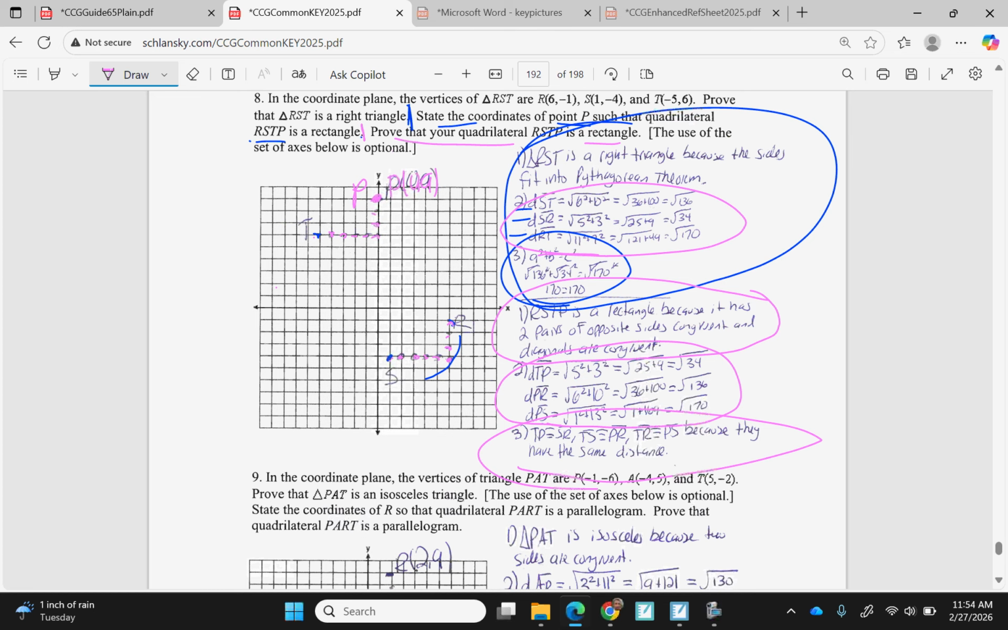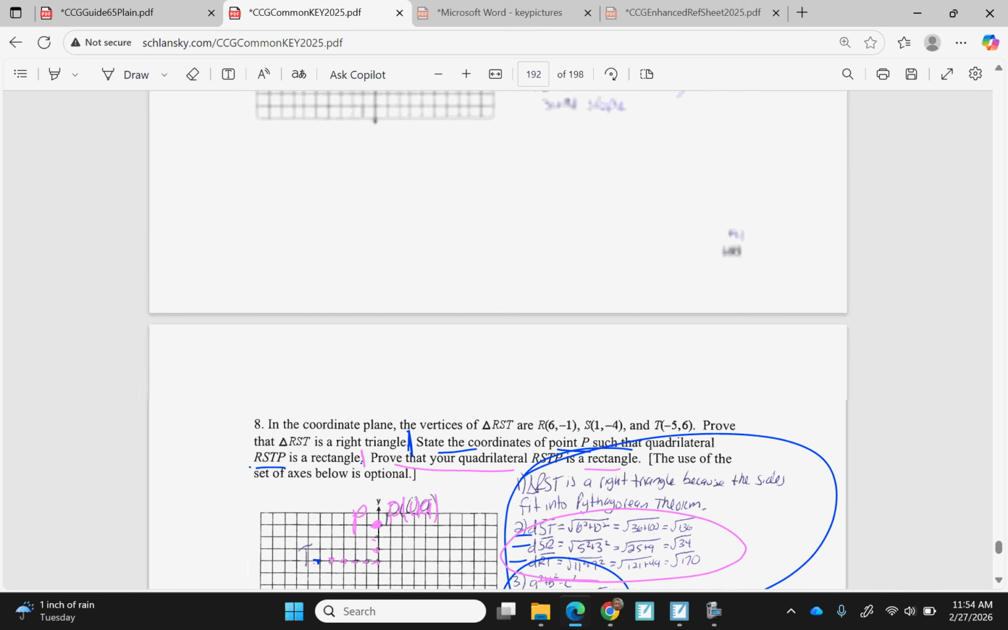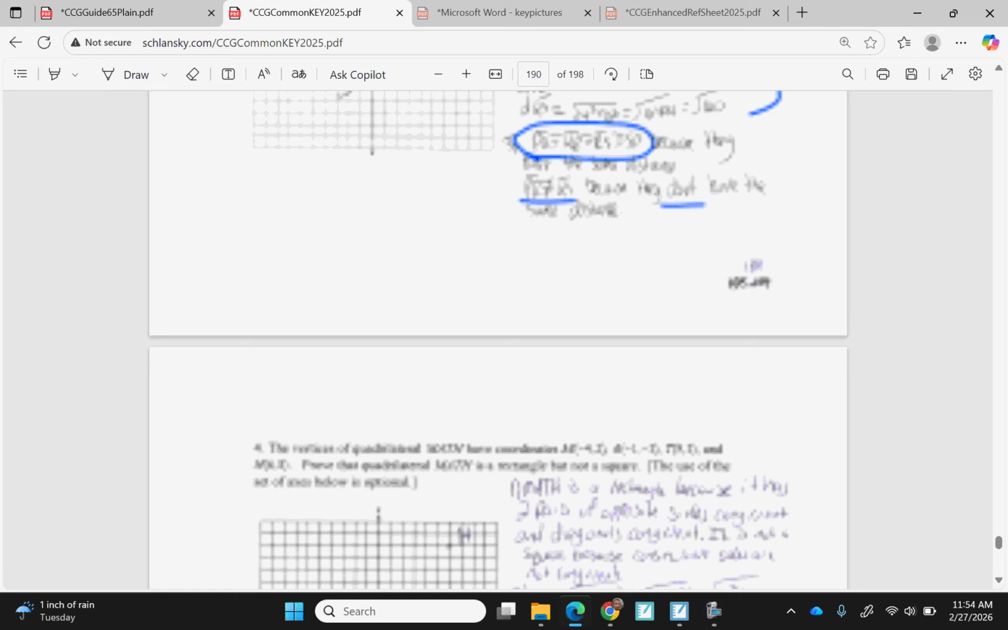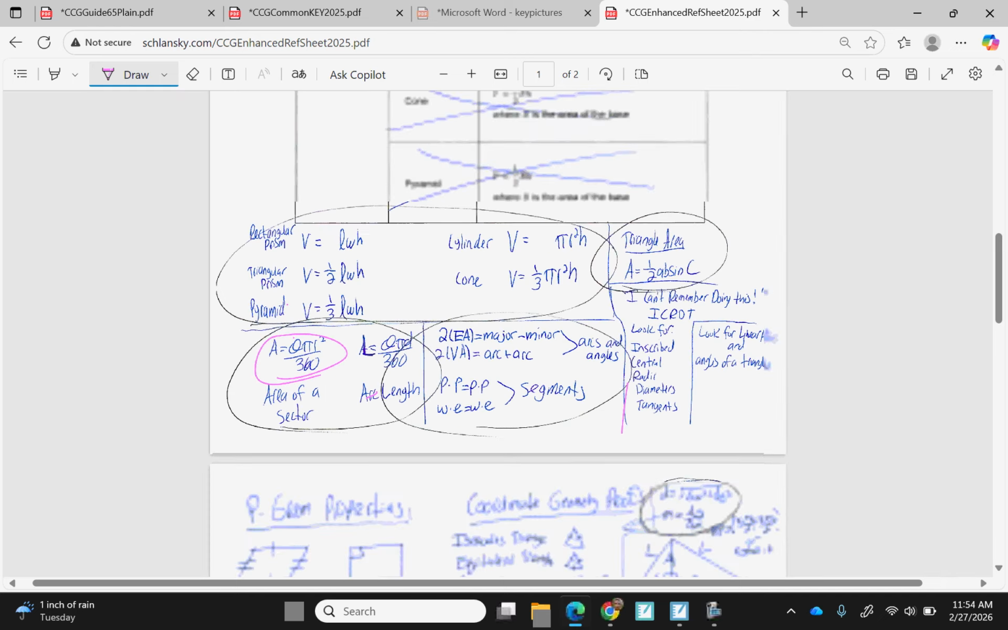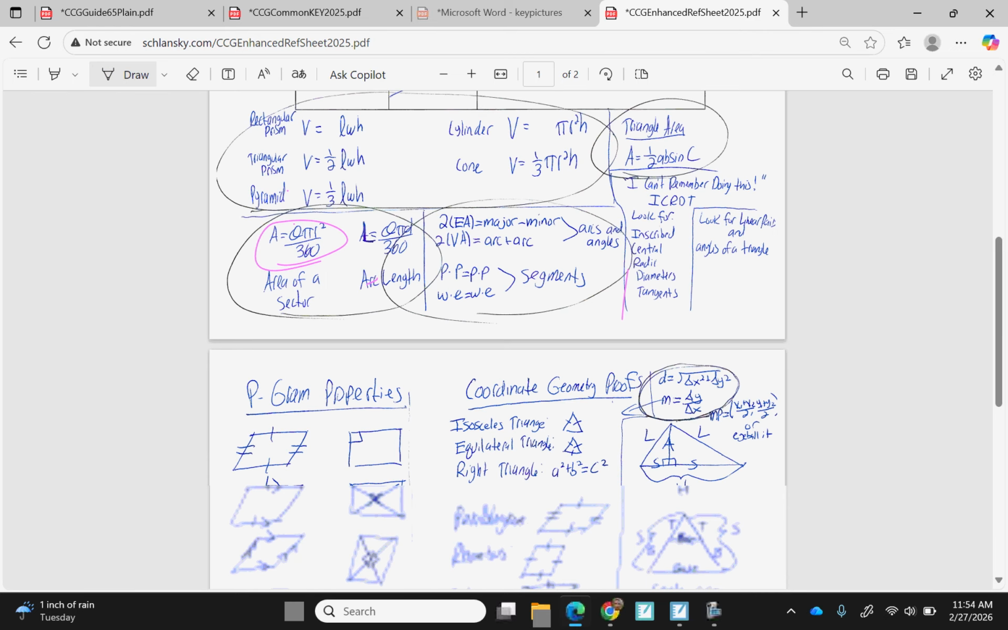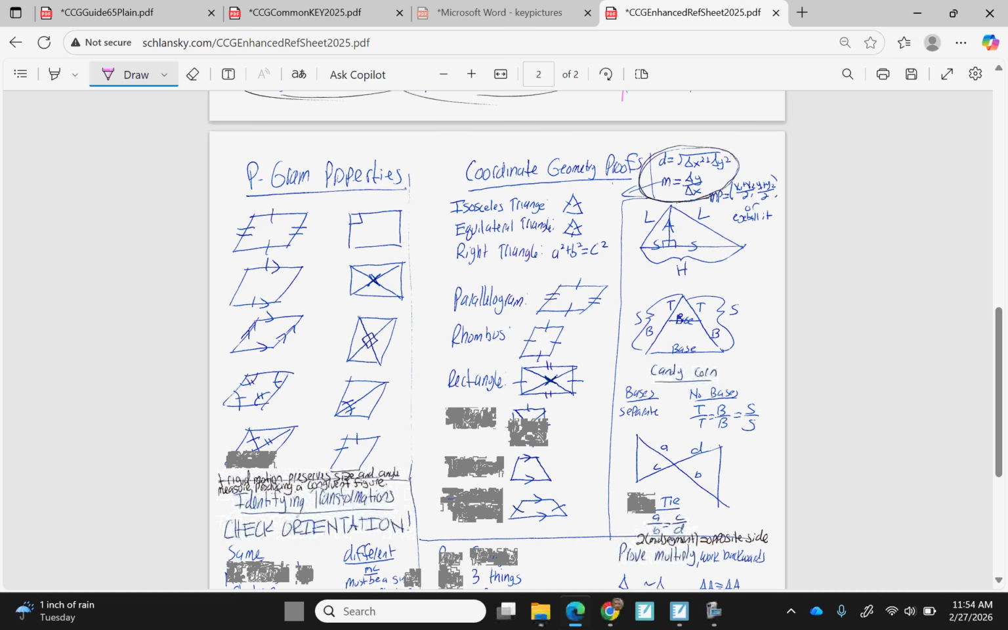So be prepared for your coordinate geometry proof because it's an easy 4 or 6 points if you know how to do it, if you know how to do your distance. But again, you're going to have to memorize your how-do-you proofs. And on the enhanced reference sheet, just like everything else on this section right here, that's kind of not using words, but using pictures, how you're proving all the different shapes.